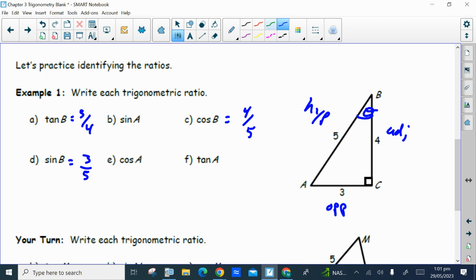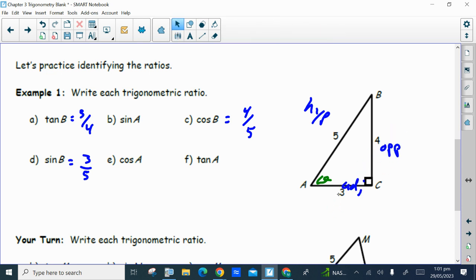So now if we want to do angle A, so now we're going to work from angle A instead. That doesn't change the hypotenuse. However, the opposite and the adjacent sides will change. Because now we're working from angle A. The side across from that becomes the opposite. The hypotenuse doesn't change. So now 3 is the adjacent side.